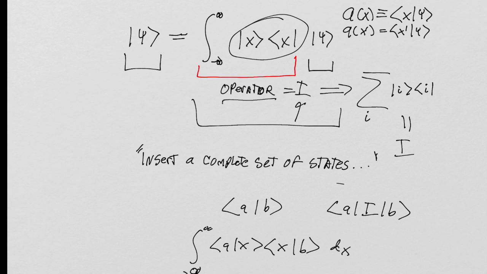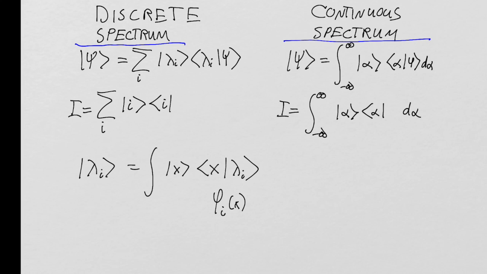But this isn't a ket, right? A ket is what a state is. So I never liked the language "insert a complete set of states." What they mean is throw in this operator I. All right, so now we can sort of summarize where we're at with the formalism.